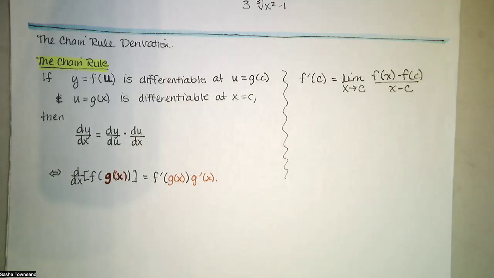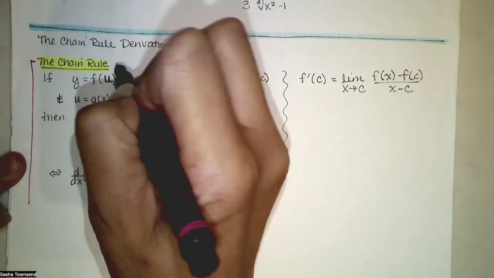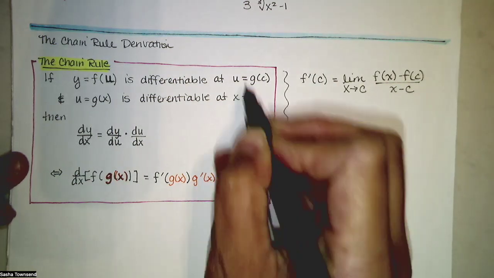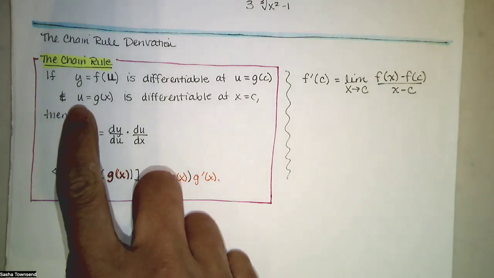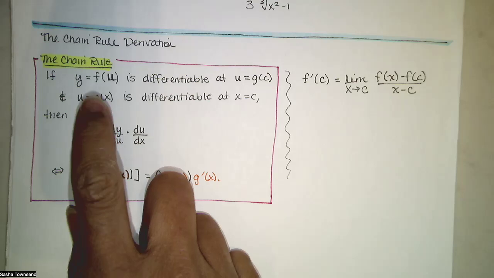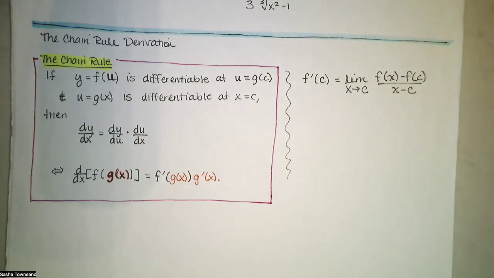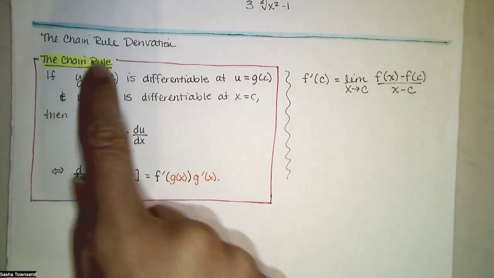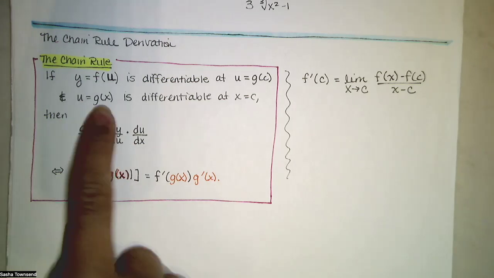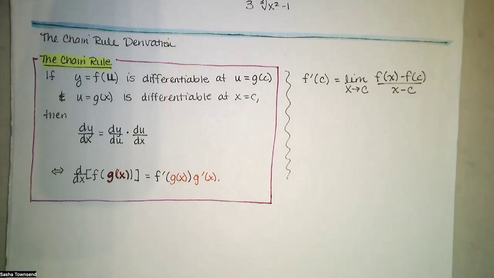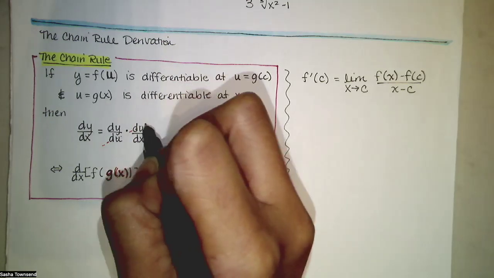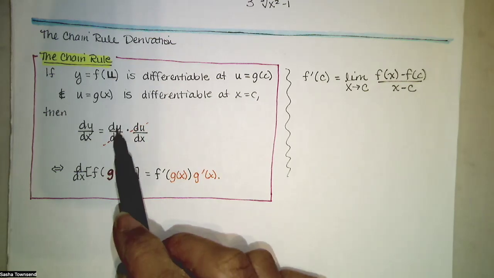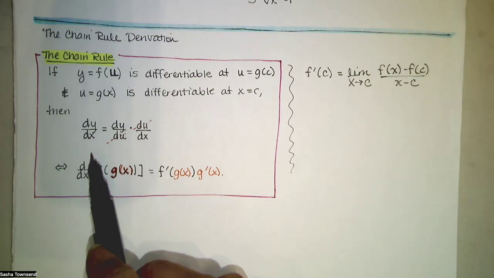So the chain rule says that if y is a function of u, and that function is differentiable at u equals g of c, and u is a function of x, and that function of x is differentiable at x equals c, then the derivative of y with respect to x is just the derivative of the outside function evaluated at u times the derivative of the inside function with respect to x. It's almost as if these two reduce. They don't. This is a separate function from this, but we can almost think of them as canceling out and giving us this dy dx.